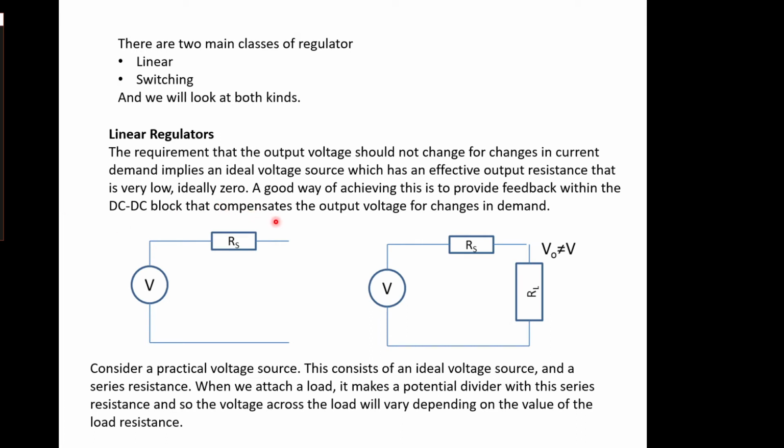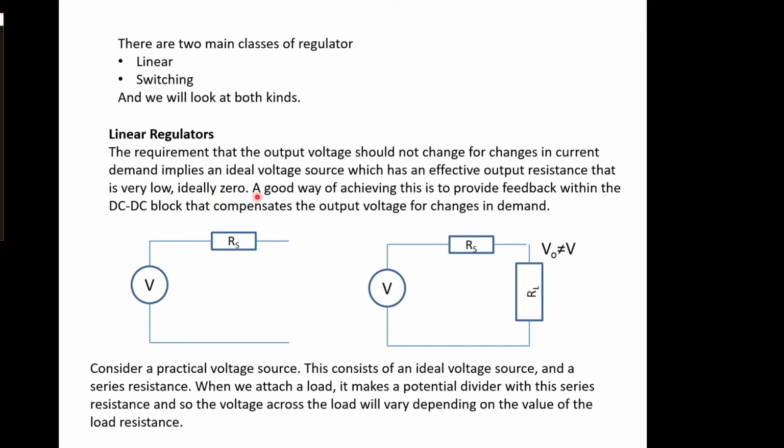There are two main classes of regulator that can go in that box, linear and switching, and we're going to look at both kinds. You will have done a bit of linear work last year, but it's worth recapping that just to get an idea of where the advantages and the limits lie within that kind of system. The requirement that an output voltage should not change for changes in current demand implies an ideal voltage source, as we've just discussed. And an ideal voltage source has an effective output resistance which is 0. It says very low, but if it's truly ideal, then it is 0.